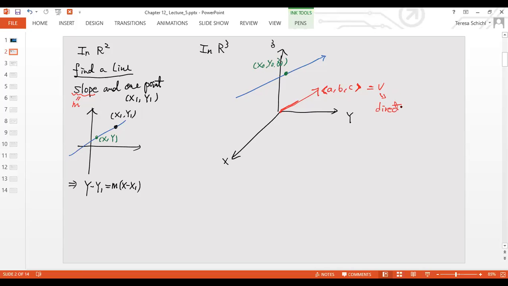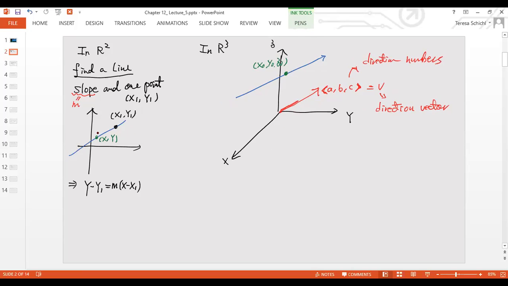Okay, so this is what we call a direction vector. It's a very similar concept to the slope, but these are the direction vectors here. The names here are A, B, C, and those are the directions. What are those things here? We call these the direction numbers.